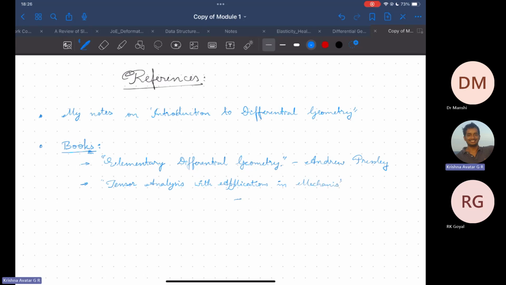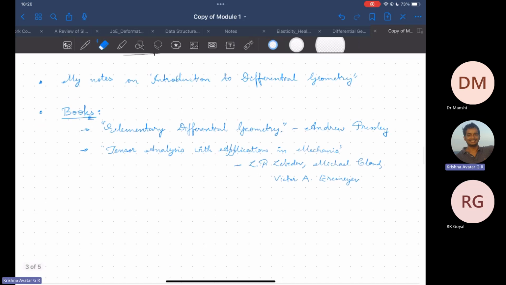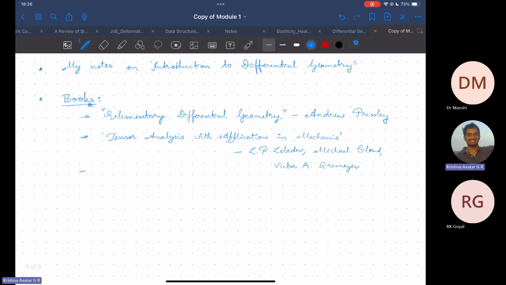There is a book by L.P. Lebedev, Michael Cloud and Victor A. Eremeyev. It's a very nice book on tensor calculus. And for the rest of the things, maybe I will also follow a little bit from a book called Elasticity and Geometry.